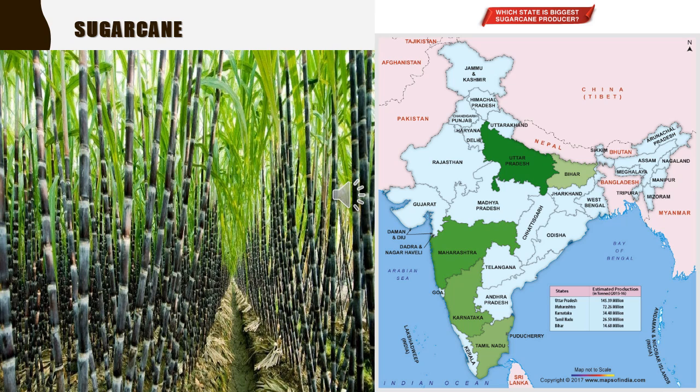India is the second largest producer in the world. It is ranked third in sugar production in the world after Cuba and Brazil. At the state level, Uttar Pradesh is the leading producer of sugarcane, followed by Maharashtra, Karnataka, Tamil Nadu and Gujarat.